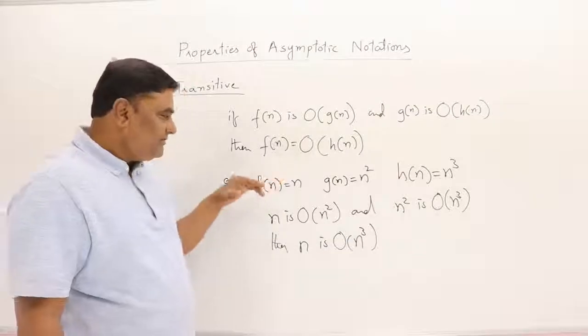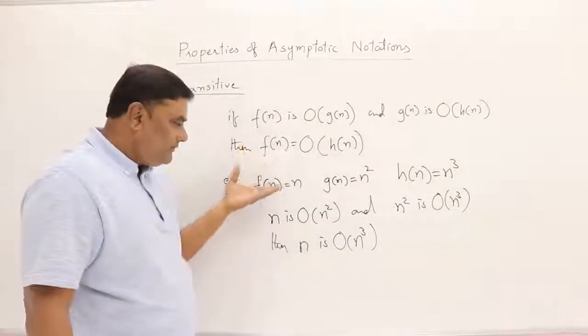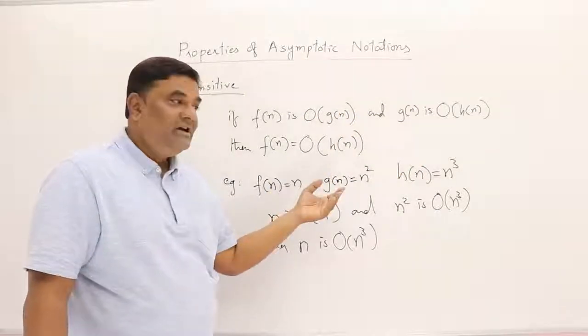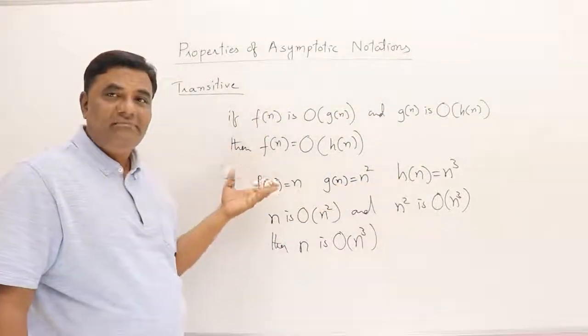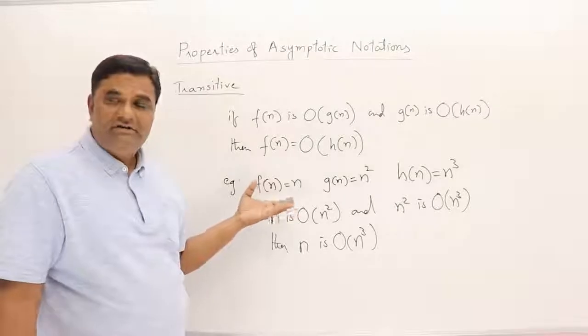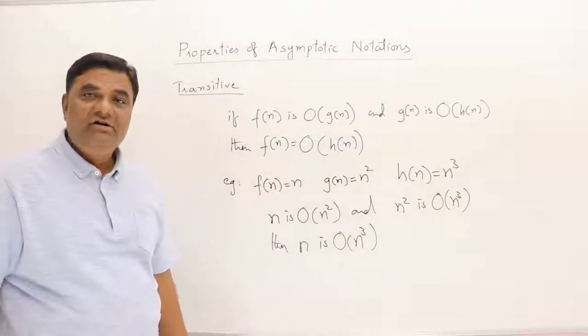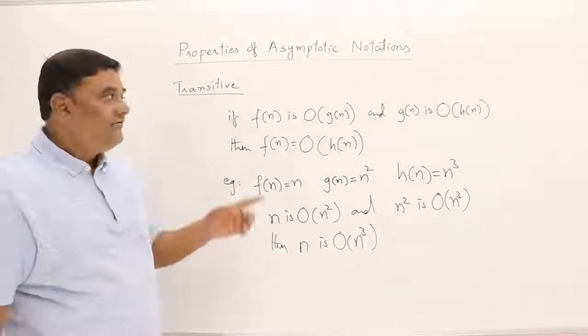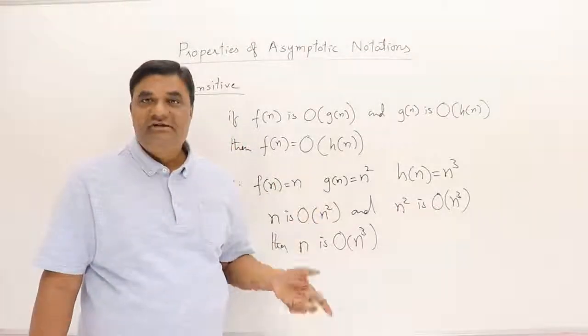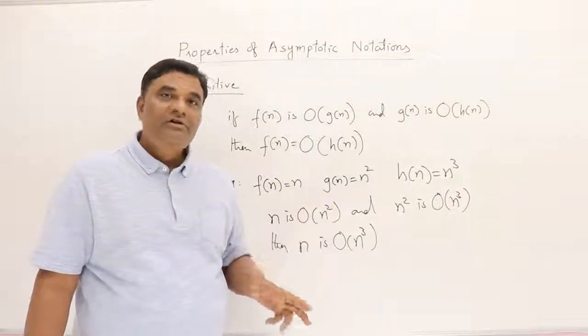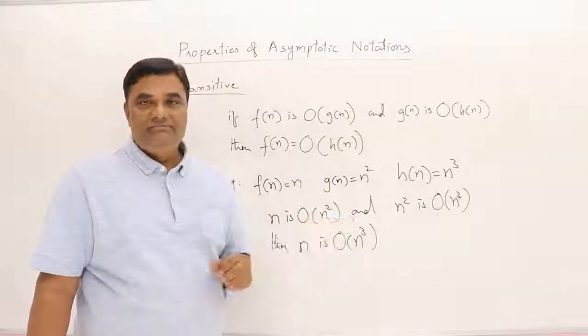So when g of n is an upper bound for f and h is an upper bound for g, then h is also acting as an upper bound for f. This is a simple thing only. So transitive property is satisfied by asymptotic notation for all three notations. I am showing only one notation, that is big O. It is true for omega and theta also.